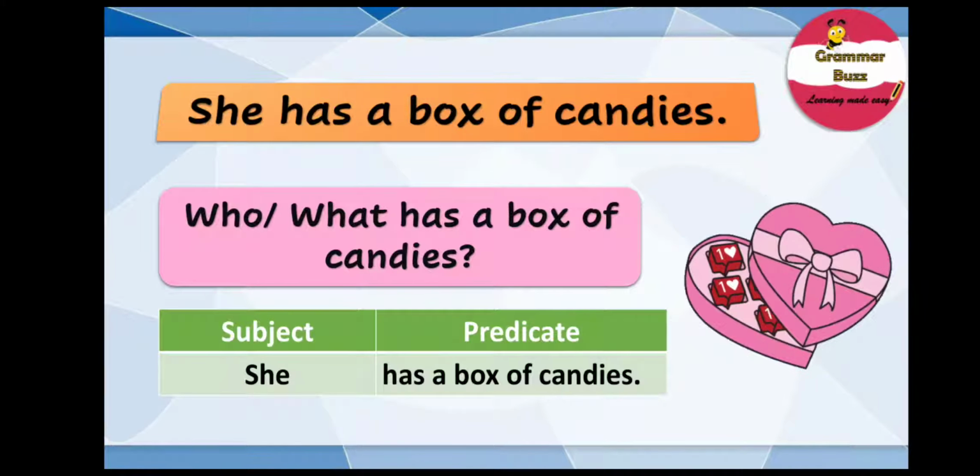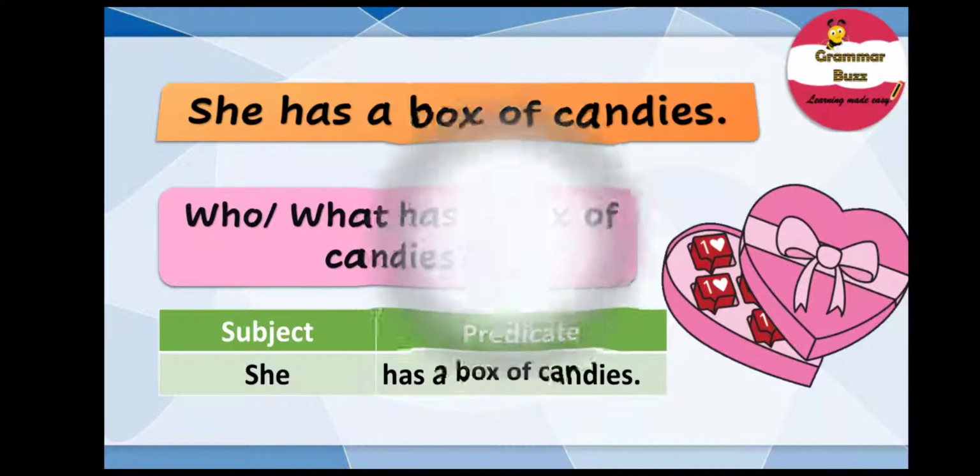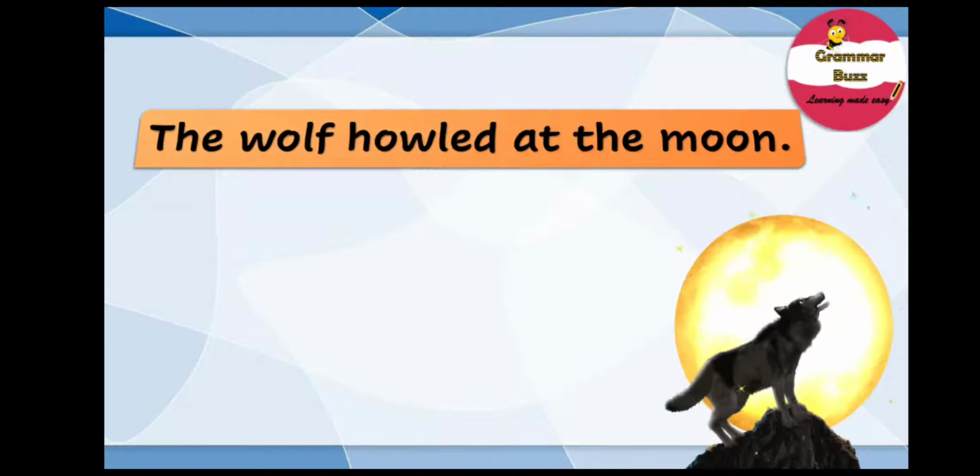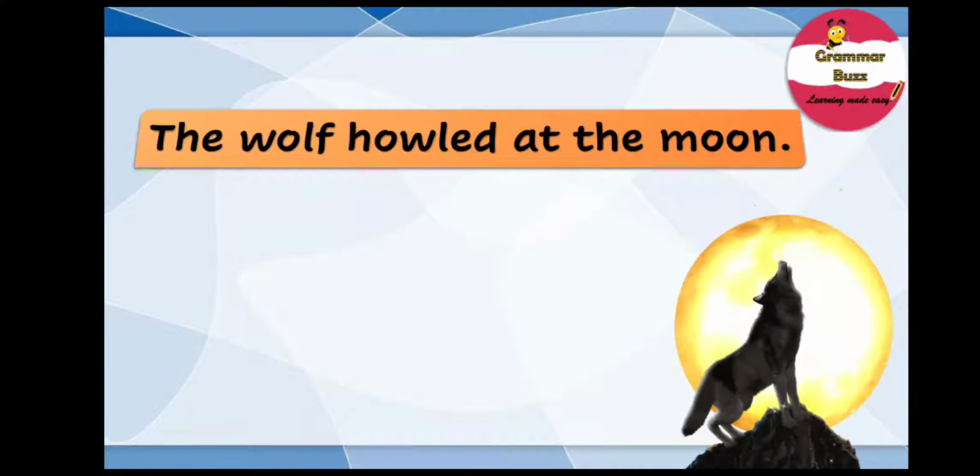Let us try another sentence. The wolf howled at the moon. This is a sentence as it makes complete sense. So, what will be the subject and the predicate in this case? Well, let us first identify the verb in the sentence. What is the verb in this sentence?